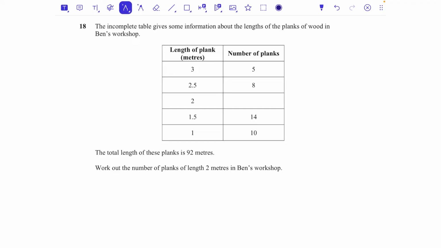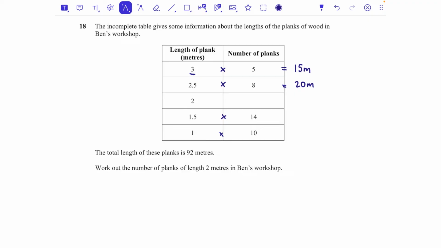Okay, so we know that there are 5 planks that are each 3 metres long. And so altogether we can multiply to find out how long those planks of wood would be altogether. 3 times 5 is 15 metres. So that's 15 metres altogether coming from those 5 planks of wood that are each 3 metres long. And I'm just going to carry on multiplying the ones that I can. So if I've got 8 planks of wood that are all 2.5 metres long, in total I can do 8 times 2.5, which tells me that they are 20 metres long altogether.